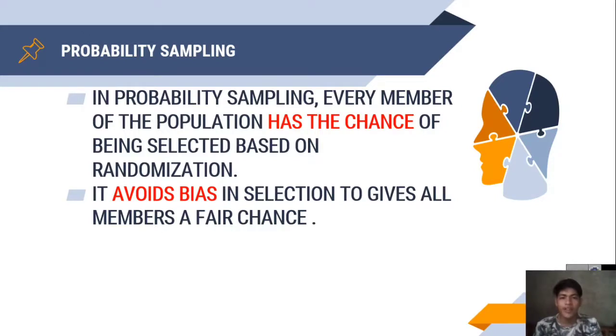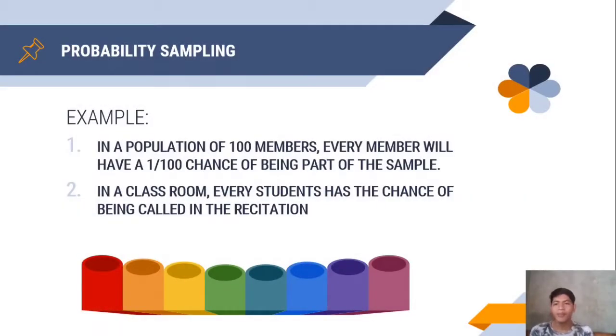Whatever you are, regardless of your status, ay pwede kang mapili or pwede kang mabigyan ng chance na maging isang sample. For example, in a population of 100 members, every member will have a 1/100 chance of being part of the sample. So, bawat member ay may chance na maging part ng study. Next is, in a classroom, every student has the chance of being called in the recitation. So, dun sa isang classroom, bawat estudyante ay may possibility or may probability na matawag ng teacher sa recitation.